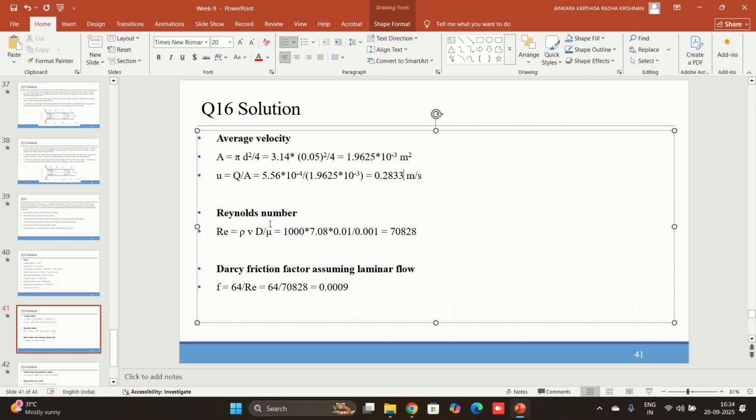So now it is rho v d by mu. Reynolds number is equal to rho v d by mu, and d is 0.05 and v has changed, 0.2833. So 1000 into 0.2833 into 0.05 divided by 0.001. It is 14,165.